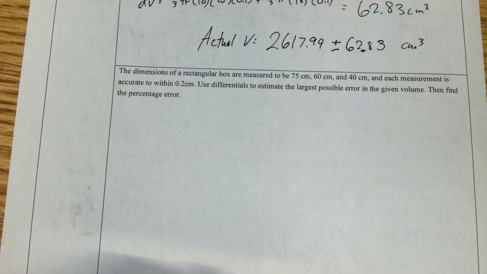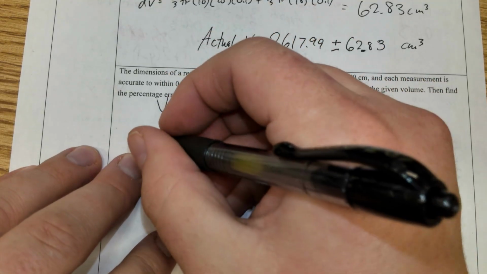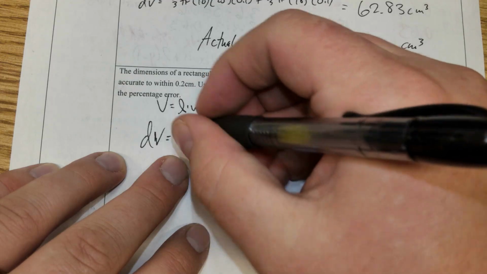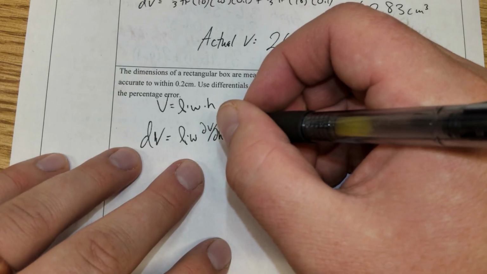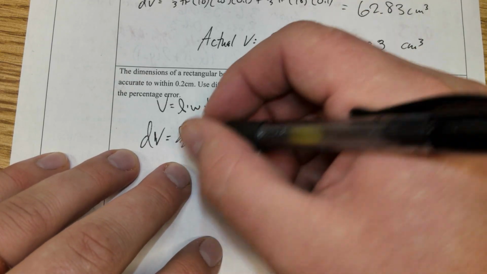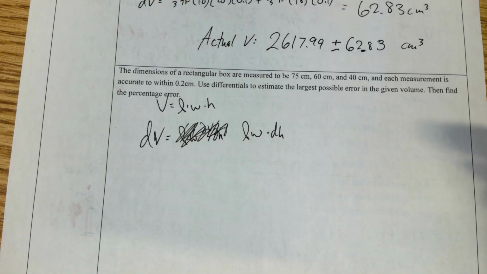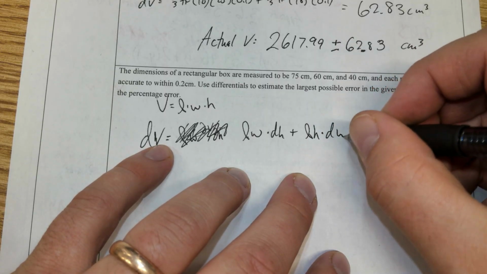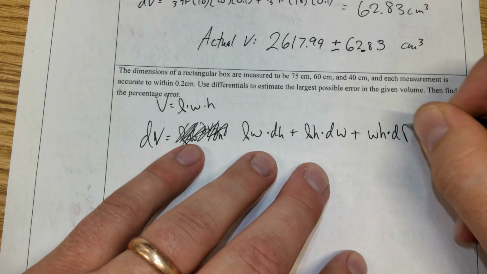Next up, we're making a rectangular box, and again, we know the volume is just length times width times height. So I know my dV now is in 3 variables. Be careful. The partial with respect to h is just LW times dH. Dang it, I knew I was going to make a mistake. LW times dH. Then I would have LH times dW. And last but not least, I would have WH times dL.